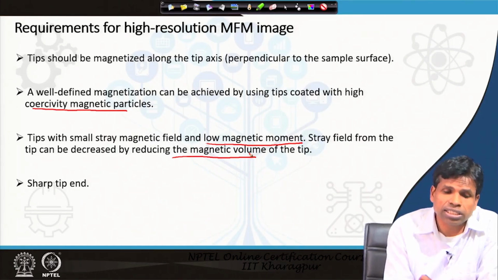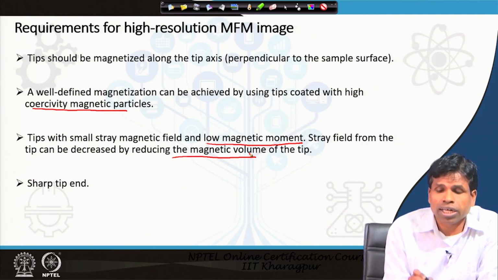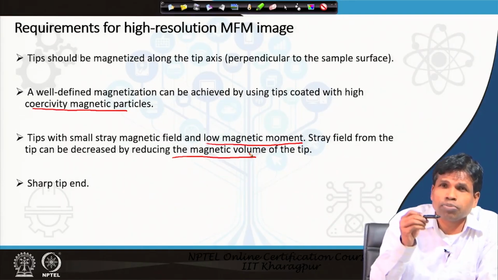High resolution in the sense that in magnetic force microscopy measurements, the resolution is not as good as that we see in the topography, because here the tip is much above or away from the sample surface.